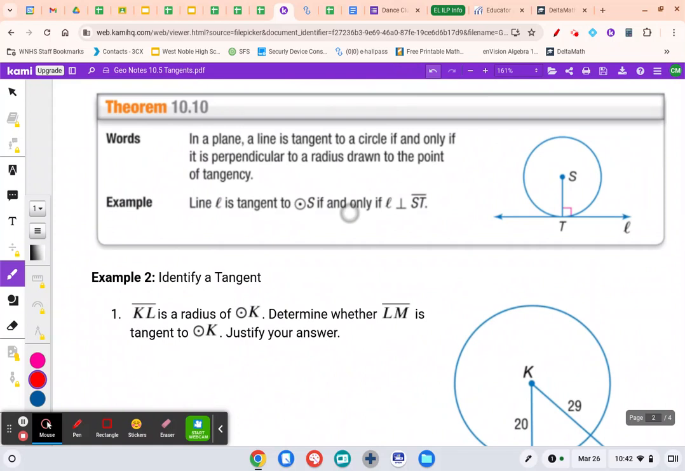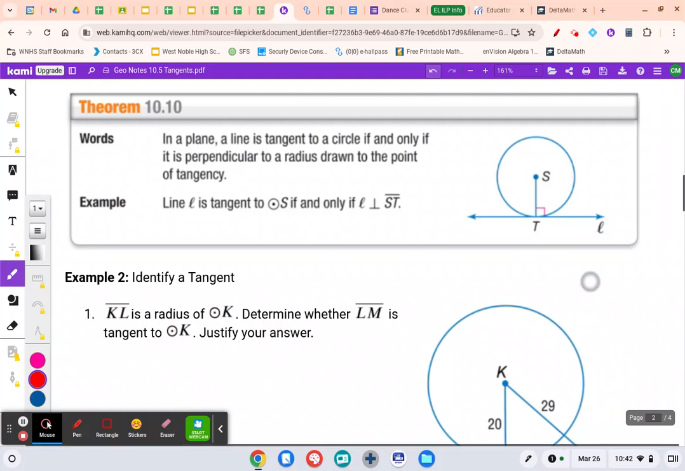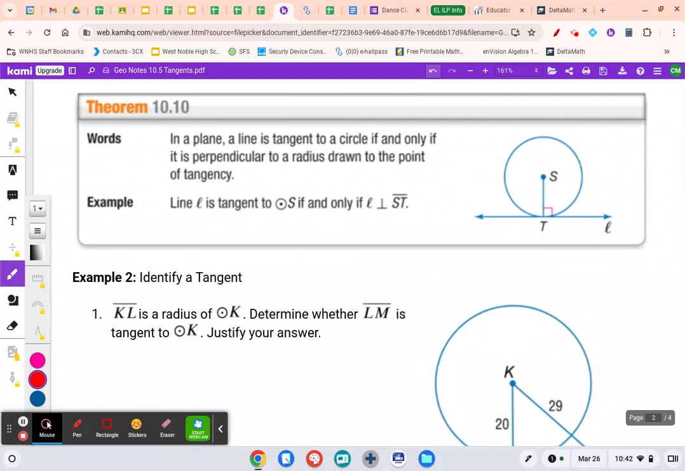So this theorem says, in a plane, a line is tangent to a circle if and only if it is perpendicular to a radius drawn to the point of tangency. So you can check if something is tangent if you have a right angle between the radius and that line. If it is not a right angle, then it's not tangent, okay? It's just another line.